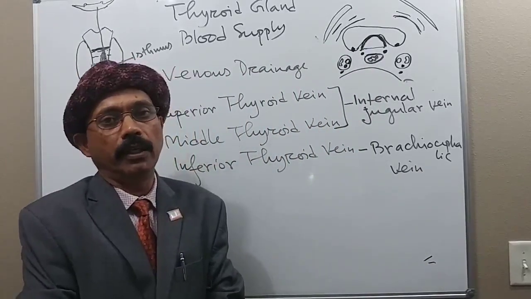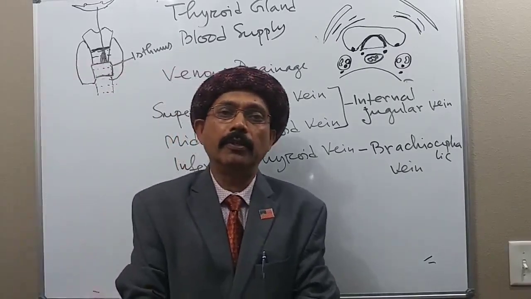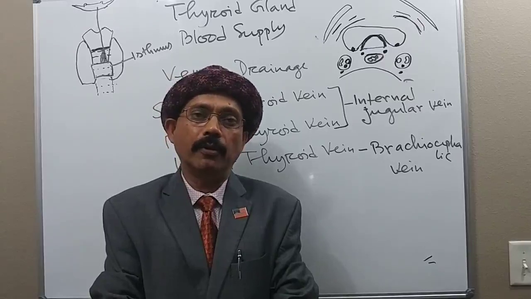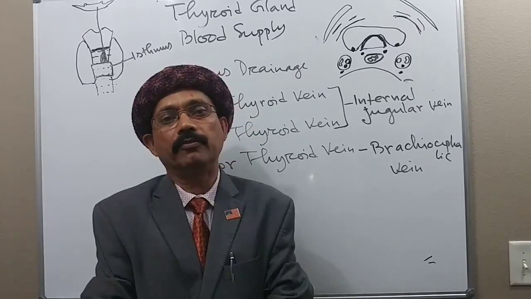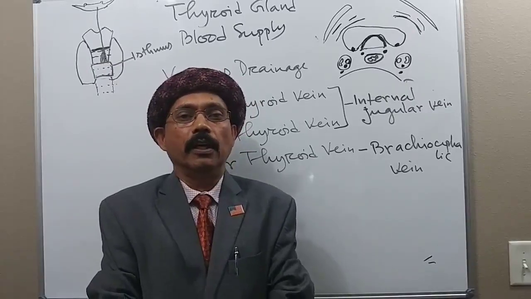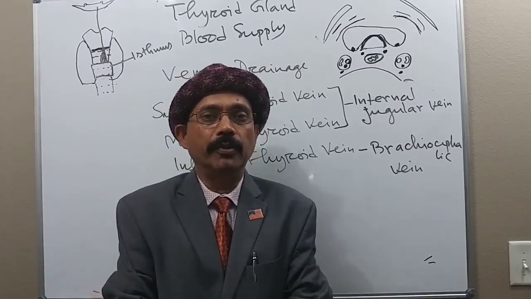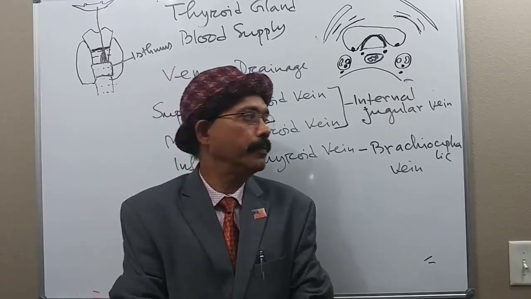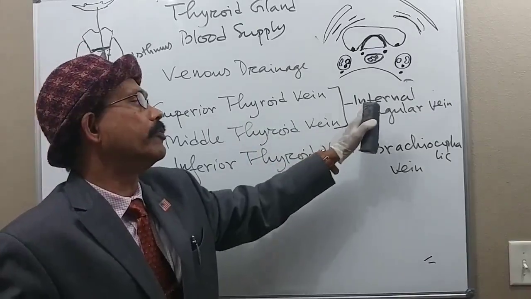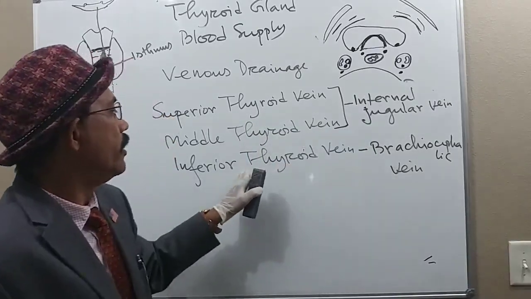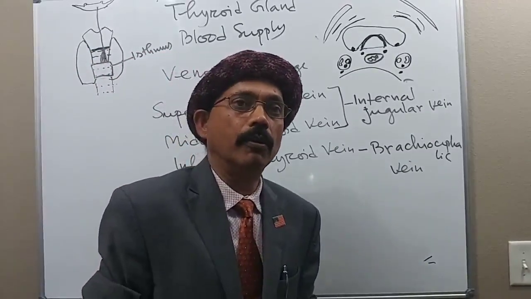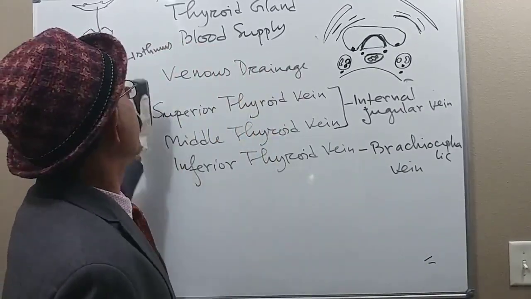We have the arteries again: the superior thyroid artery, a branch of the external carotid artery, and the inferior thyroid artery, a branch of the thyrocervical trunk, which is a branch of the first part of the subclavian artery. The thyroid ima artery is usually a branch of the brachiocephalic trunk. Venous drainage: the superior thyroid vein and middle thyroid vein open into the internal jugular vein. The inferior thyroid vein opens into the brachiocephalic vein. We got the venous drainage.